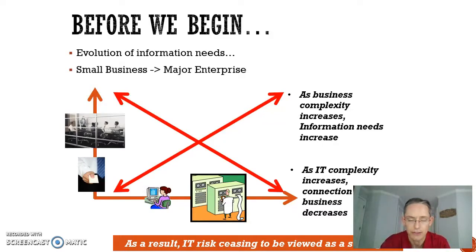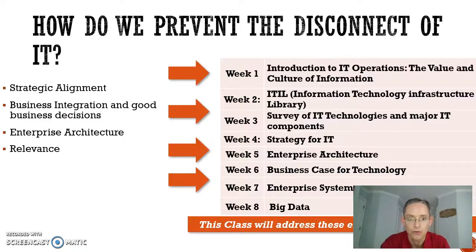Initially, it's very strategic to your organization. As your organization grows, you lose that connection. That's what we need to do, is to get that back. And digitally changing the business is helping to do that. Bring strategic alignment. We get business integration, good business decisions directly out of the information services, and it's relevant.